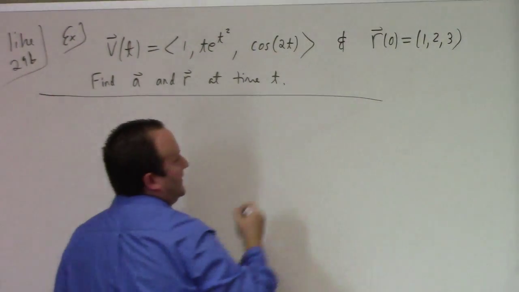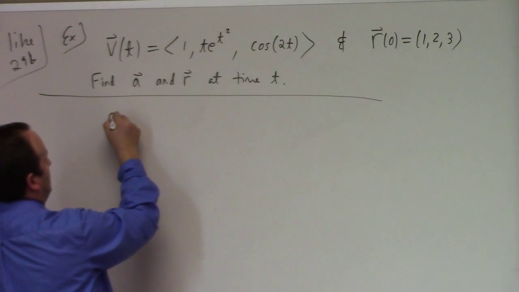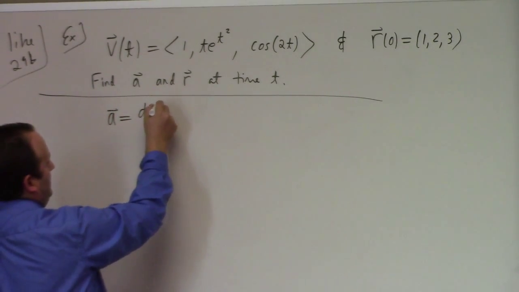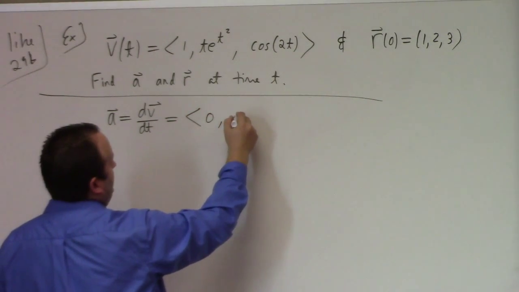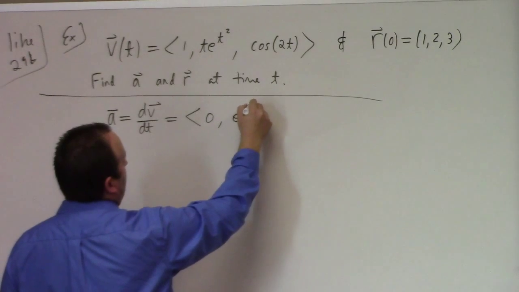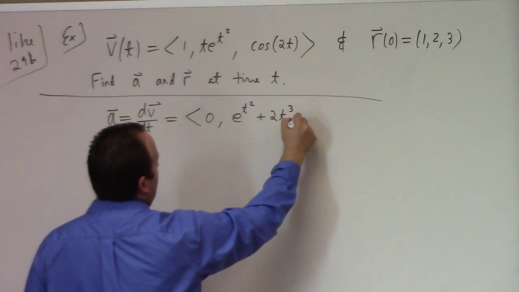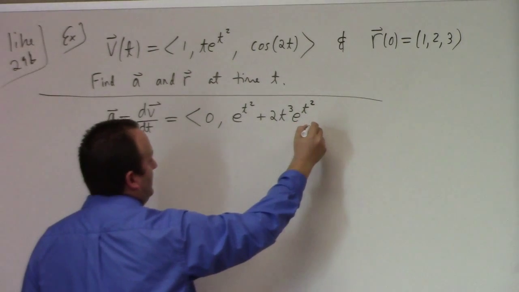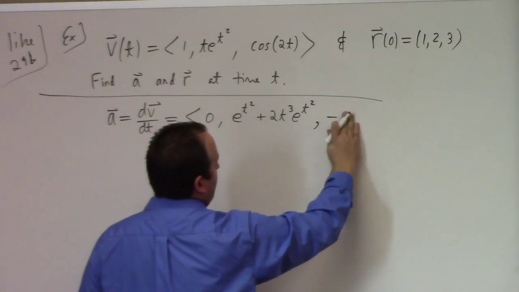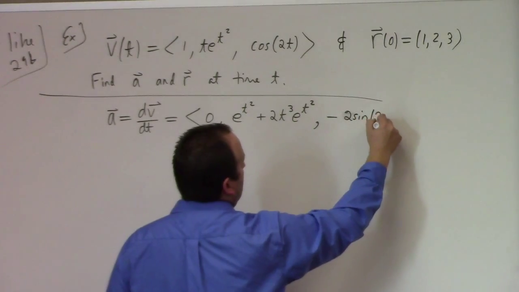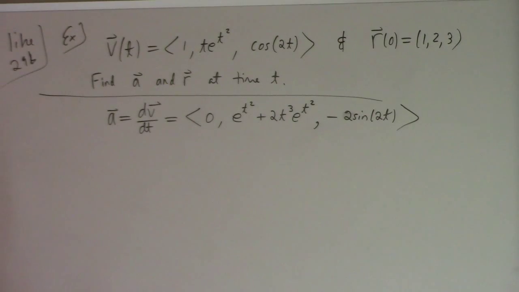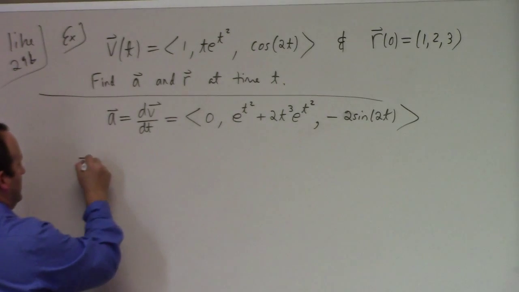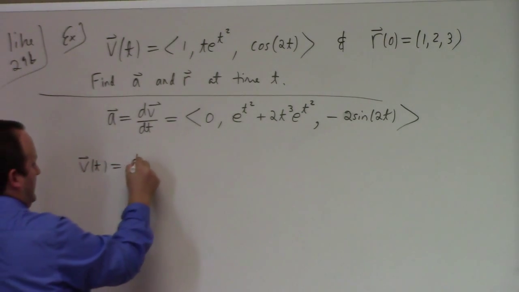Okay, so how do you find the acceleration? That's the easy part, right? That's the dv dt. So let's see here. I get 0. I get e to the t squared plus 2t cubed, e to the t squared by the product rule and the chain rule, and then minus 2 sine 2t. Indeed, bless you. So there would be the acceleration. Just differentiate each component, right? And then, so v of t, right, is equal to dr dt.